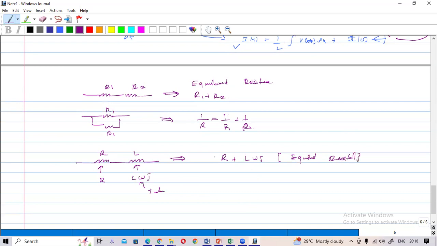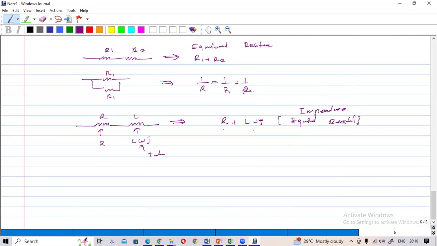But you can see that this is also a complex value because J is there. So this is normally not referred to as resistance. We normally refer to it as impedance. This is the impedance. This is the impedance, resistance plus inductive reactance. So that is the impedance.